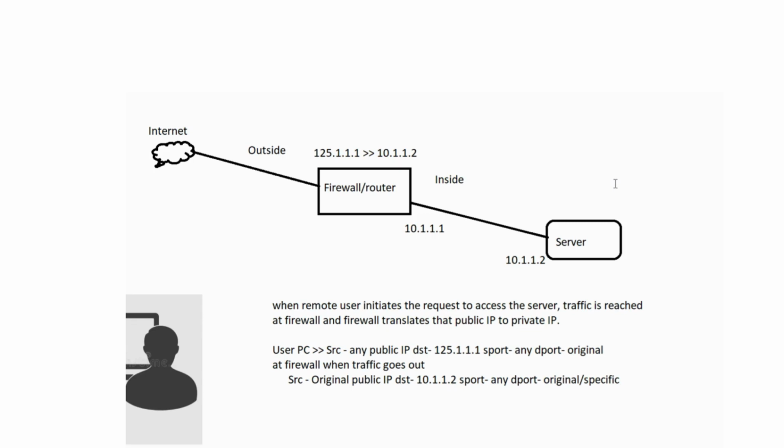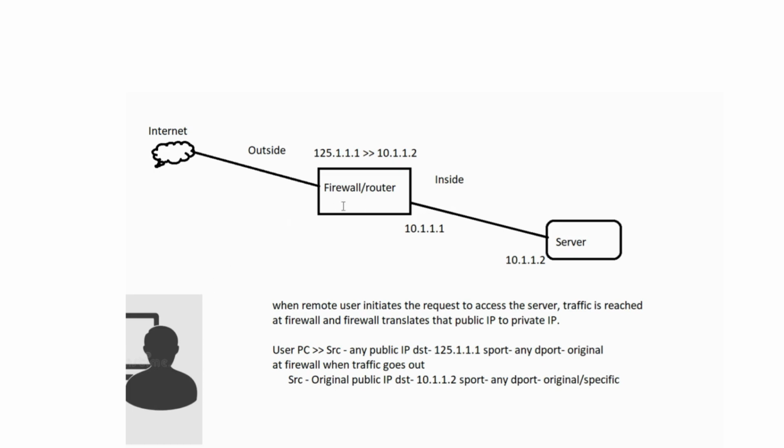So what does the firewall do? So we configure the things at the firewall for the destination netting. So we configure 125.1.1.1 for the 10.1.1.2 netting. So end users on the public network will initiate the request for the IP 125.1.1.1. So at the user machine, request will be in this format. Source will be any public IP, destination will be 125.1.1.1. Source port can be any random port and destination port will be original port, on which the service is running.